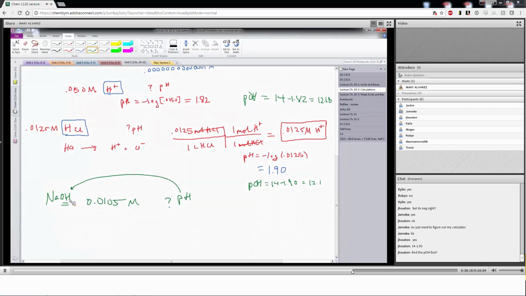Okay, so we know that sodium hydroxide is going to split up to sodium and hydroxide, that 1 mole of sodium hydroxide splits up to 1 mole of sodium and 1 mole of hydroxide. So a 0.0105 molar sodium hydroxide solution is the same thing as a 0.0105 molar hydroxide solution. Okay, how do we go from there to determining the pOH? What's the formula we're going to use?